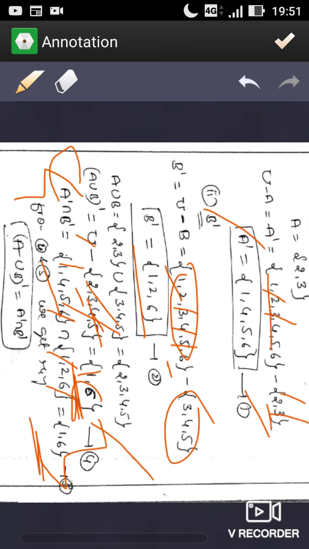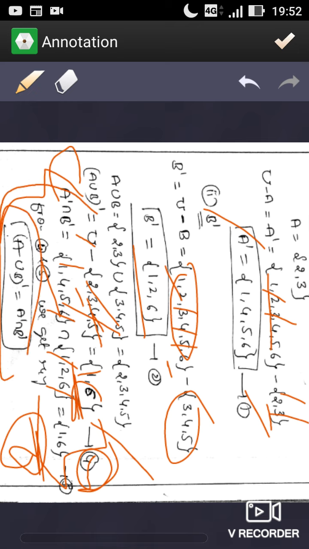The left sides of these two are equal, so the right sides are also equal. By these two, which I take as equation 1 and equation 2, we can write that A union B whole complement is equal to A complement intersection B complement. Thank you.